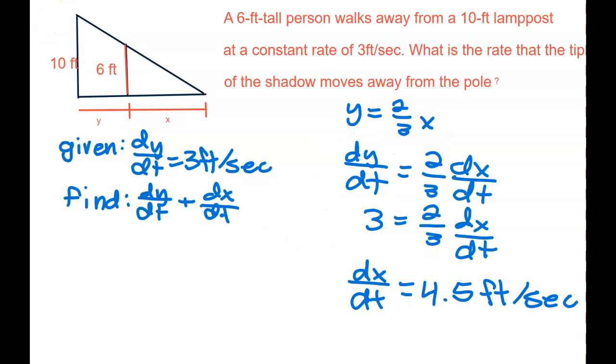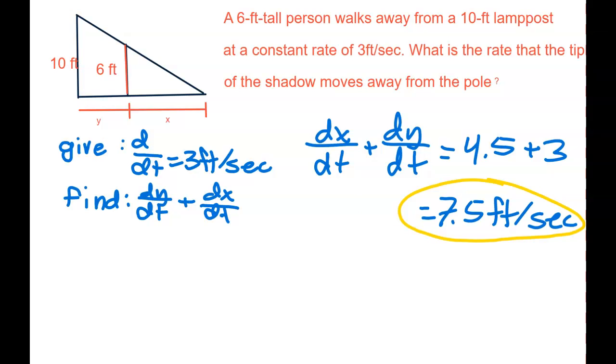Now that we have an equation that relates the triangles, we have to take the derivative of this equation to find the rate of change, because the derivative represents the rate of change of, in this case, feet per second. And so we take the derivative of y equals 2/3 x, and that equals dy over dt, which is equal to 2/3 dx dt. And then we can substitute the value of 3 feet per second for dy dt, and then from there we can isolate dx dt and find that it is equal to 4.5 feet per second.